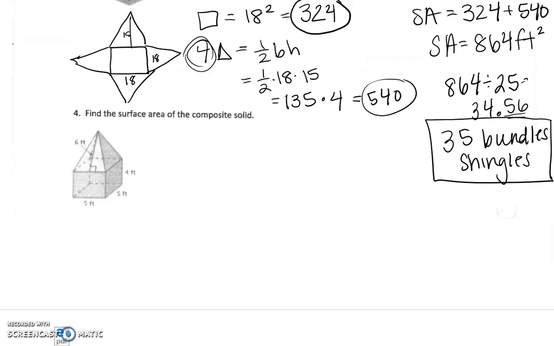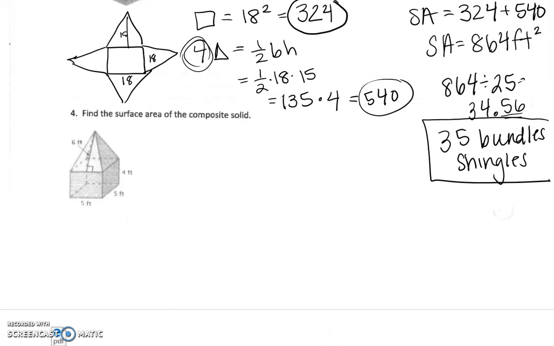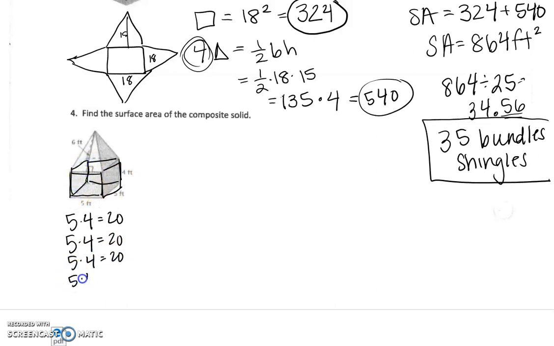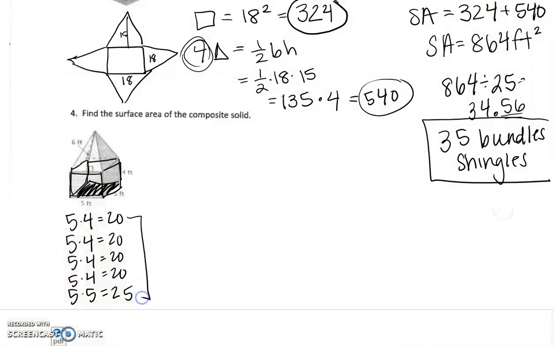All right, number 4 is your last question of these notes, and it says find the surface area of the composite solid. Okay, so the bottom shape is a cube, and this cube has 4 sides. So this side is 5 times 4, that's 20. This side is 5 times 4, that's also 20. This side back here is 5 times 4. And last one is 5 times 4. Now, it also has a bottom, and the bottom is 5 times 5, which is 25. So the surface area of that cube is all of these added together. We'll do that in just a second.